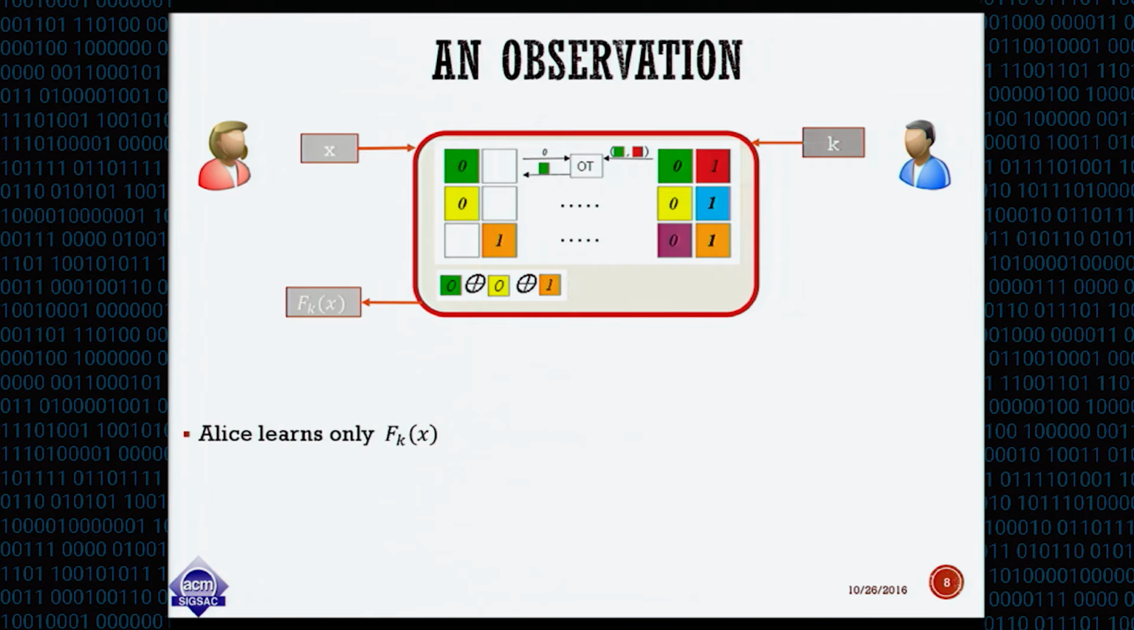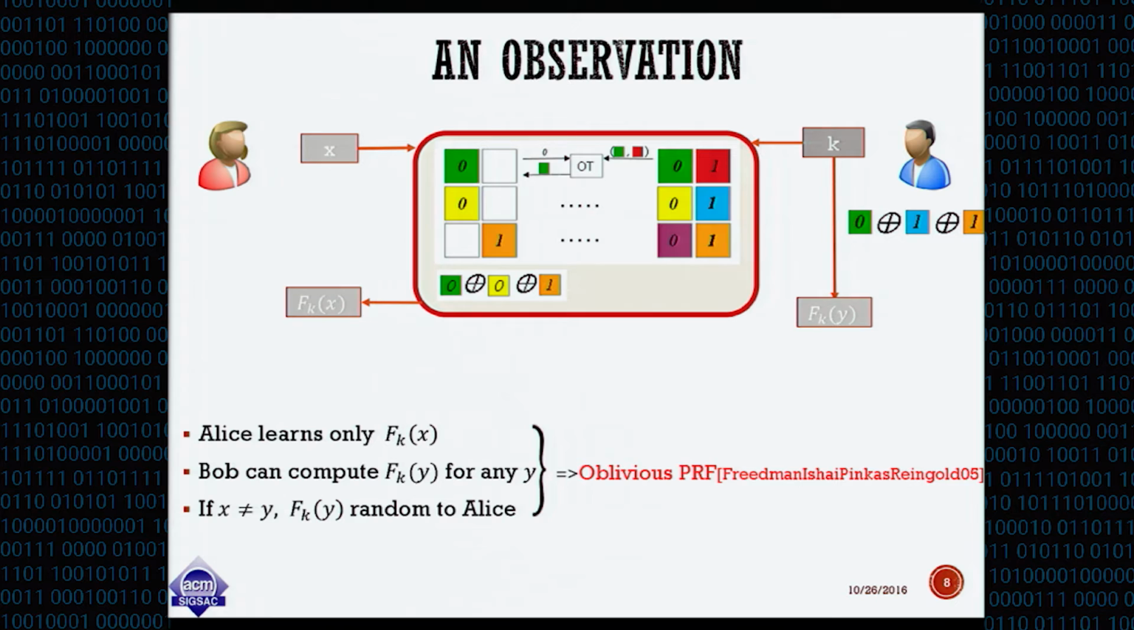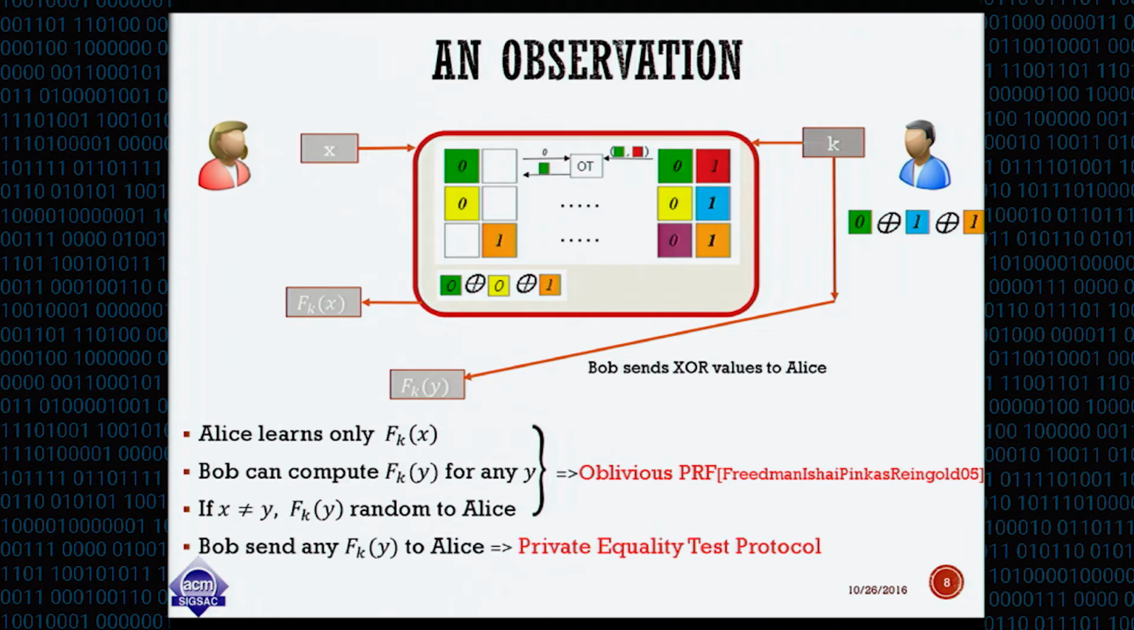Bob knows the six blocks. He can compute F of Y for any Y. The very important property here is that if X is not equal to Y, F of Y looks random to Alex. This is exactly the oblivious pseudorandom function proposed by Freedman, Ishai, Pinkas, and Reingold in 2005. Moreover, if Bob sends the F of Y, the XOR value, to Alex, Alex can simply compare F of X and F of Y and output whether they are equal. So this is a private equality test protocol.